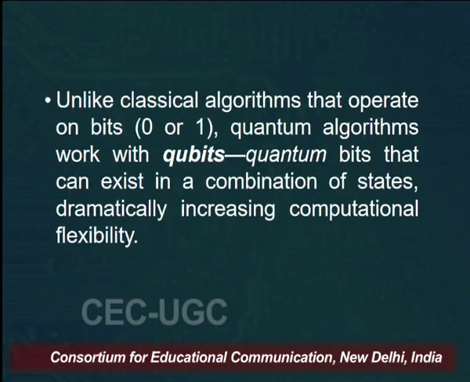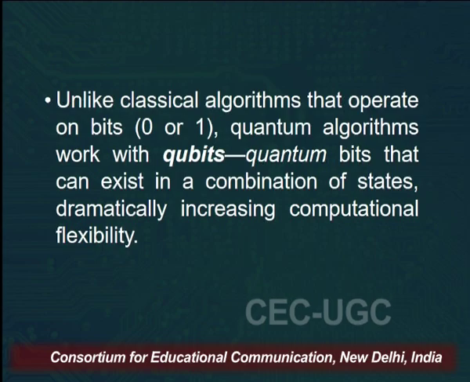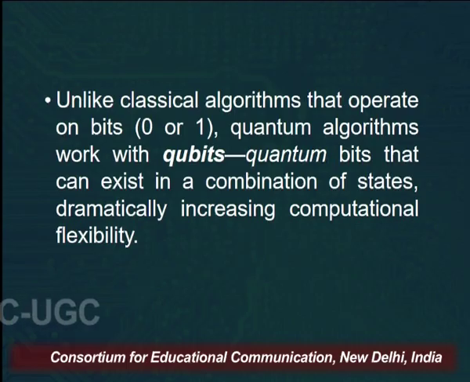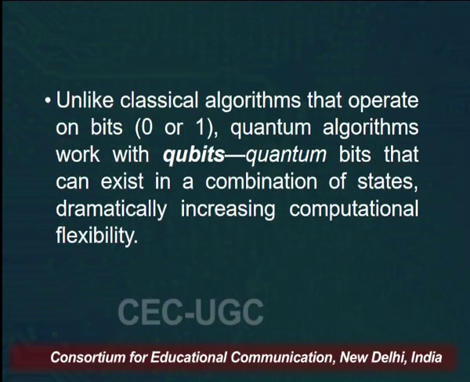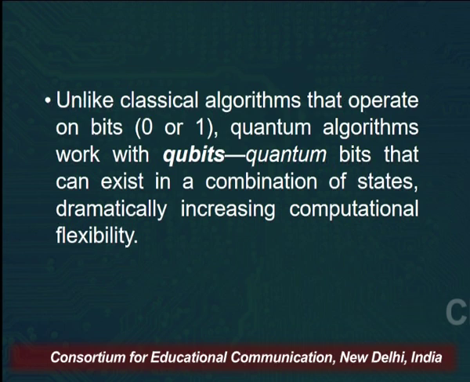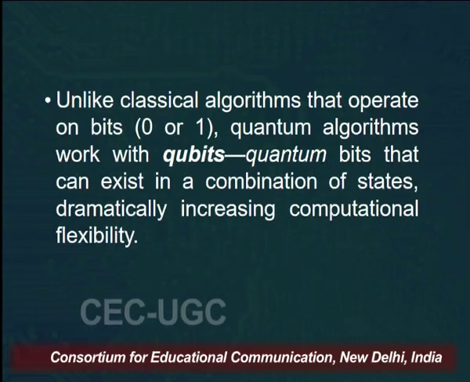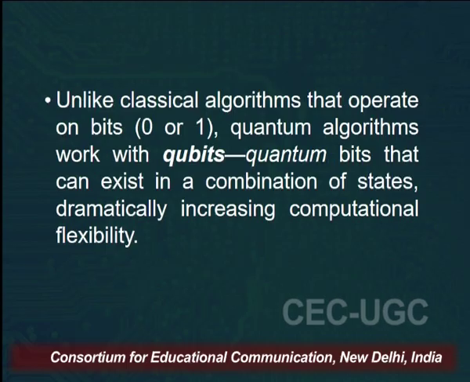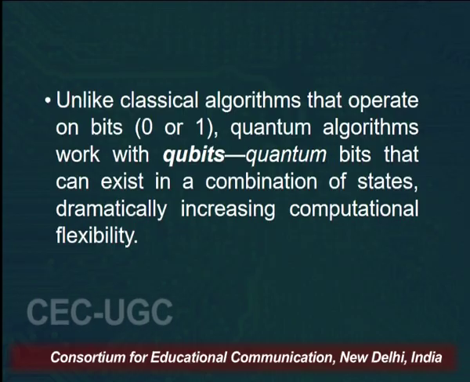Now, unlike the classical algorithm that operates on the bits 0 and 1, the quantum algorithm works on qubits, quantum bits that we already defined. Qubits can exist in a combination of states, dramatically increasing computational flexibility and the speed to solve problems.